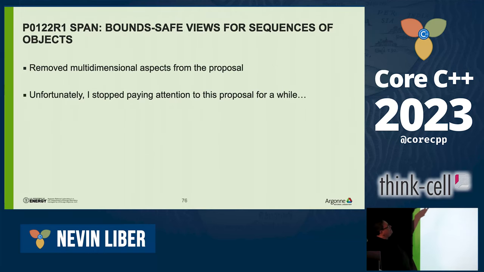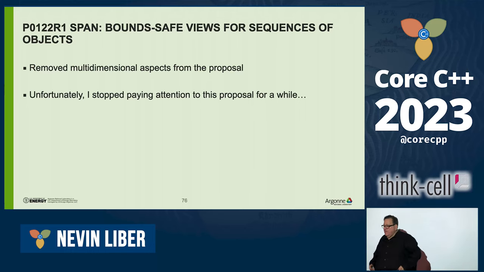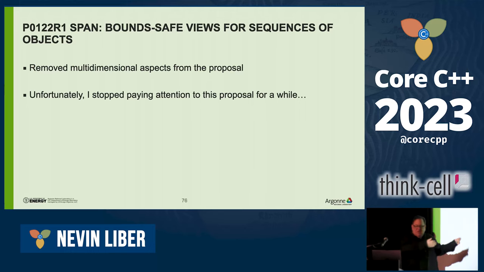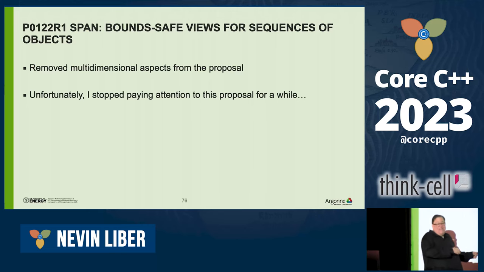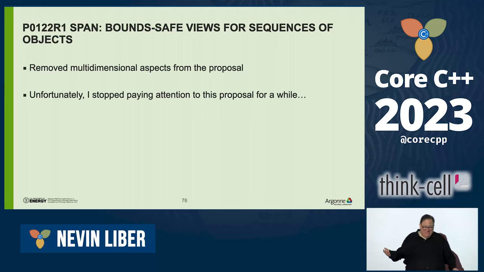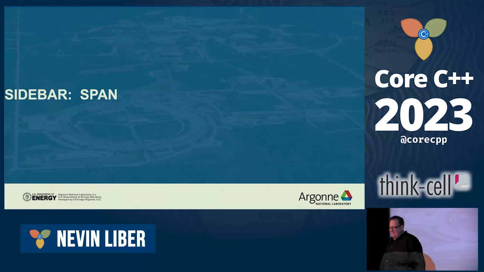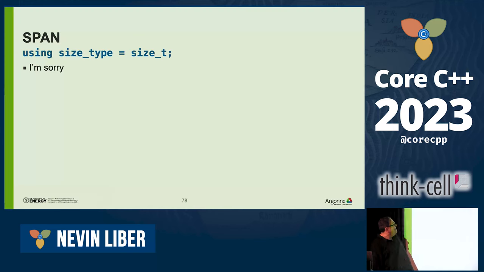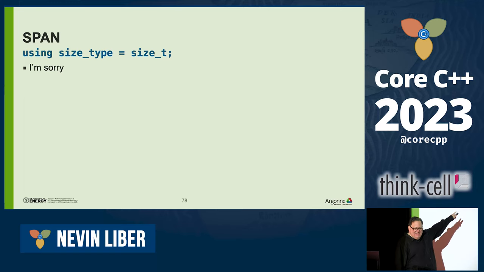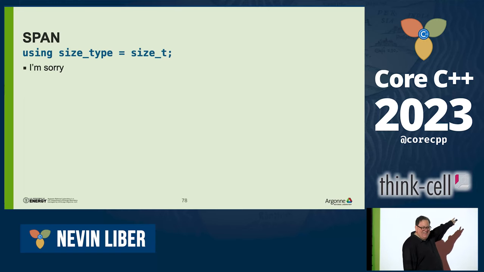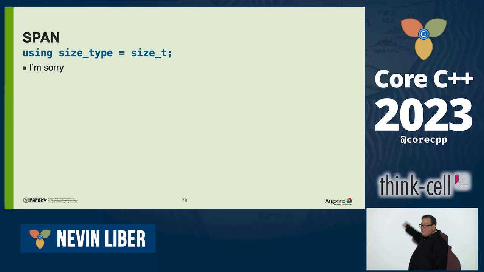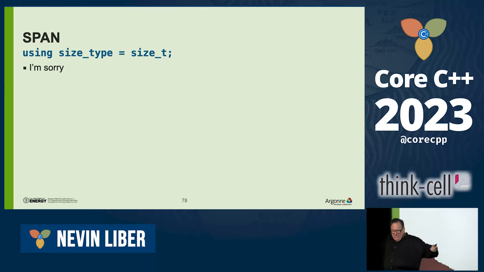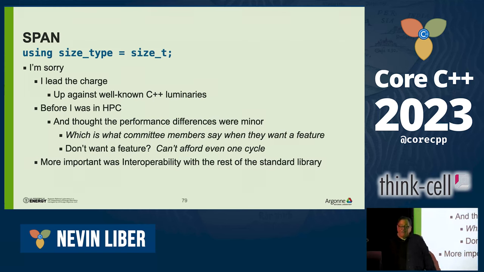So then the paper for span finally shows up, right? Just kind of separating out the one-dimensional version and the multi-dimensional version. And I stopped paying attention. Because of the previous paper, I just stopped paying attention because that all seemed way too complicated. So that in a lot of ways is my fault. If you think it's a good idea, then you're welcome. If you think it's a bad idea, I'm sorry. Because I led the charge.